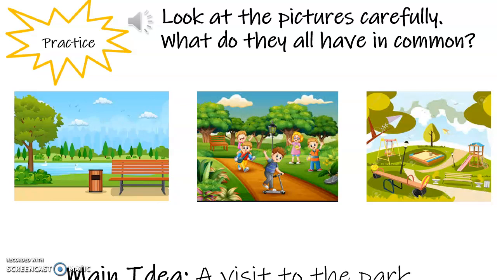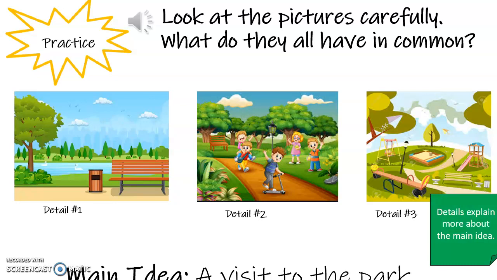On the second picture, we can see kids playing around. One is on a scooter, the other one is just saying hi. Sometimes you go to the park just to play with friends or even with your parents, and play with your bike or scooter. So that's detail 2. Detail 3: when we go to the park, we also see swings, slides, maybe a sandbox, a seesaw, and many other things that we can play with, right? So that third picture will be your third detail. Details explain more about the main idea. They tell us why the main idea is a visit to the park in this case.